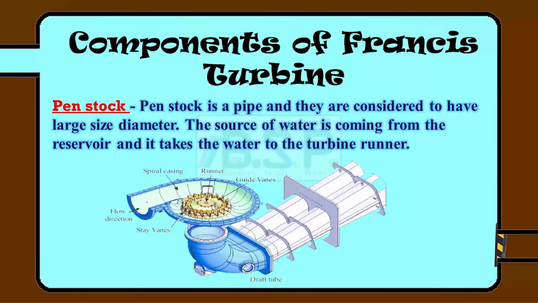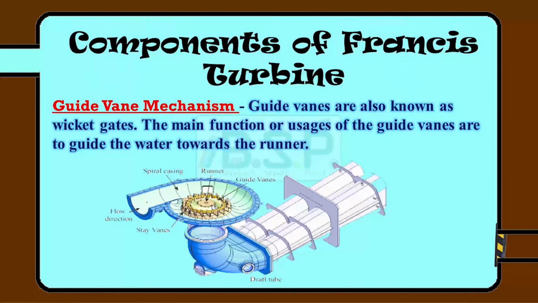Let us look at the components of Francis turbine. First is penstock. Penstock is a pipe and is considered to have a large diameter. The source of water is the reservoir and it takes the water to the turbine runner. The second is guide vane mechanism. Guide vanes are also known as wicket gates. The main function of the guide vanes is to guide the water towards the runner.